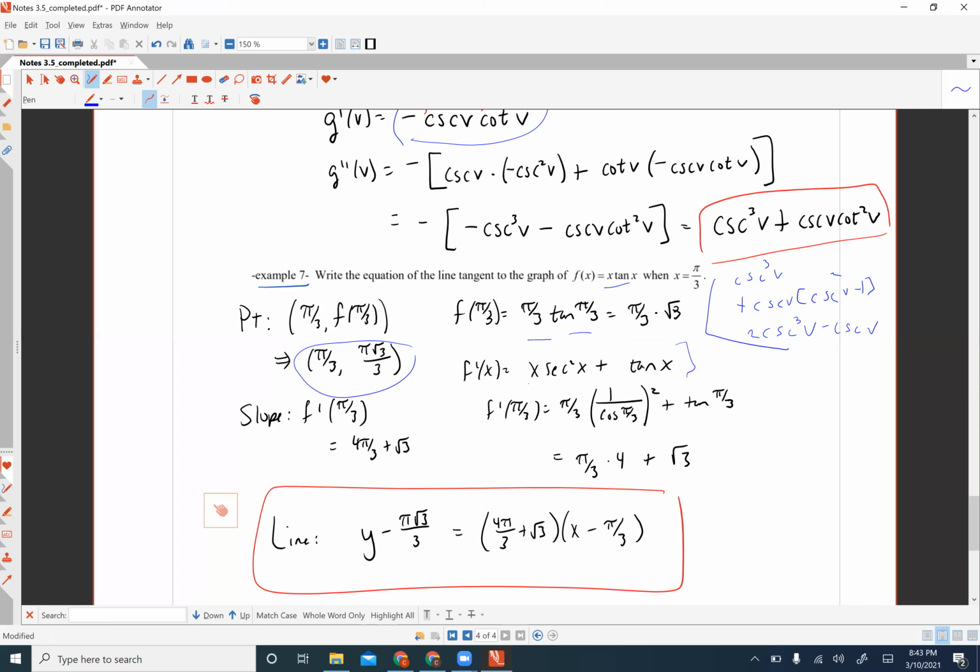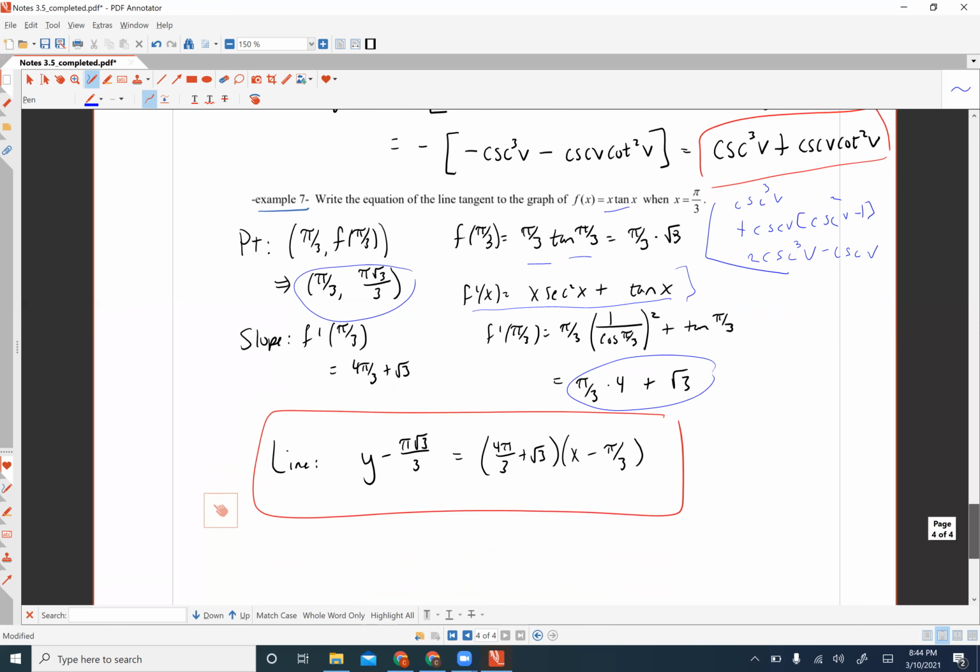So the derivative of this function f of x at pi over 3 is pi over 3 times 4, and tangent of pi over 3 is square root of 3. So wow, what a derivative, or what a slope. Pi over 3 times 4 plus the square root of 3.